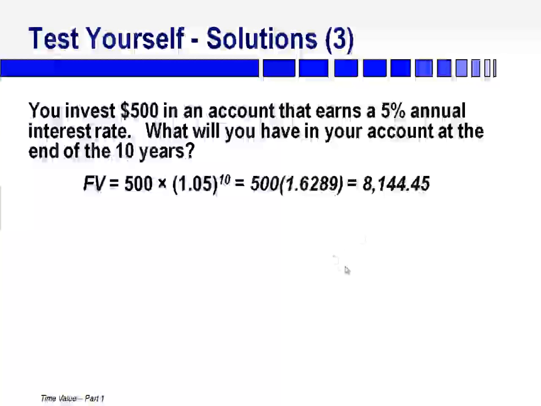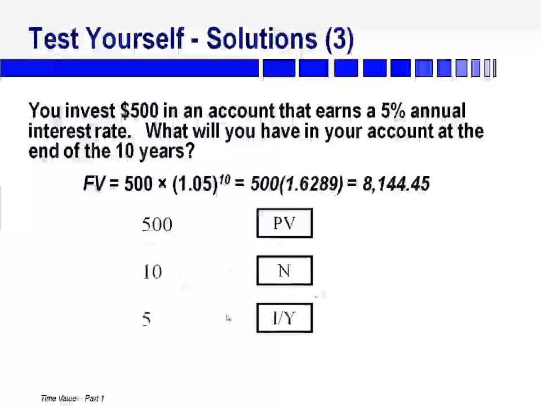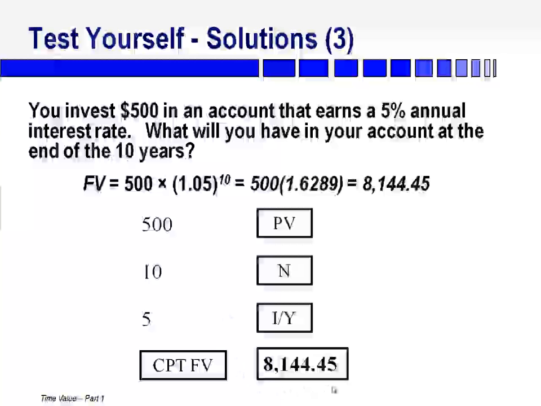Next, let's solve that same problem using the BA II Plus. 500 is our present value. Don't forget to do the second future value combination to clear the memory. 500 is present value. 10 is N. 5 is I/Y. And our future value is 814.4447. Now on to the final problem.